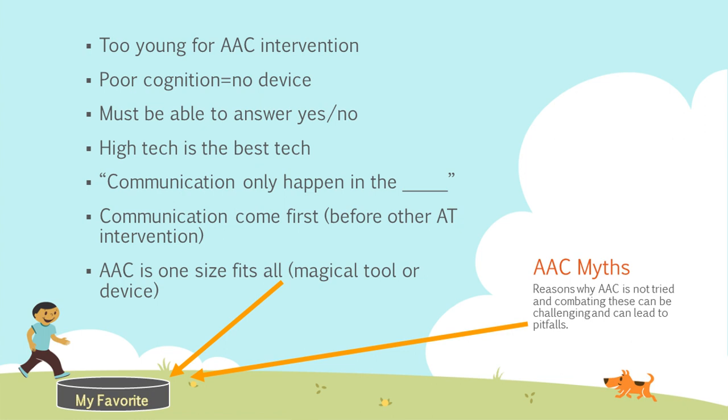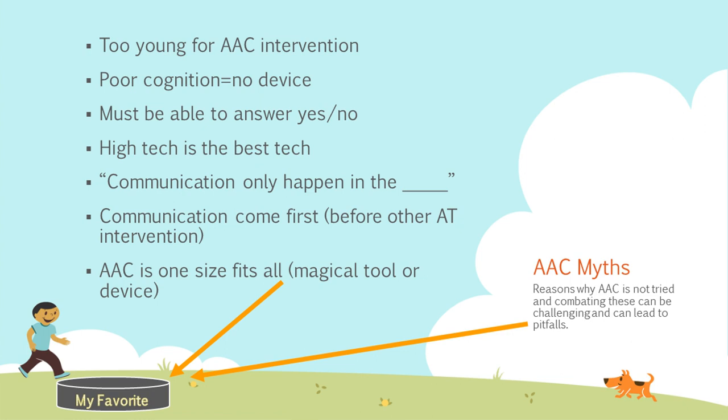The same with AAC. You aren't going to expect to slap a device in front of a child and, oh, they're going to be able to communicate. Sometimes communication doesn't happen first. Sometimes it's another activity that you're getting them interested in. Maybe it's an environmental control, and you're giving them the power to really control something within their environment, and then you're going to branch off with communication from there.